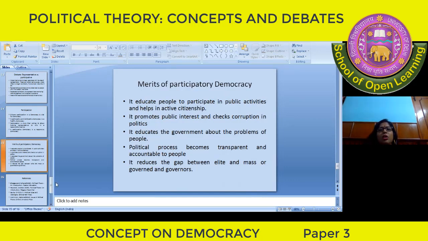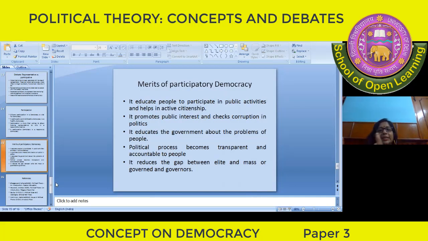And if you ask whether participatory democracy is a good democracy or a bad democracy, then it is a point. The participatory deliberative democracy is the aim of every democracy in today's world.